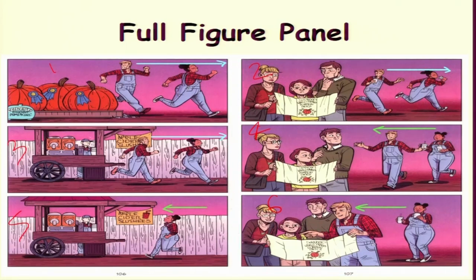Now, look at panel 1, panel 2, panel 3, panel 4, panel 5, panel 6 closely. What interesting or common thing do you notice in all the panels? The first thing is that each character is present and there is no part of his body missing, which means full figure panel. His entire body can be seen in the panel. Look at the girl, right, from top to bottom here.